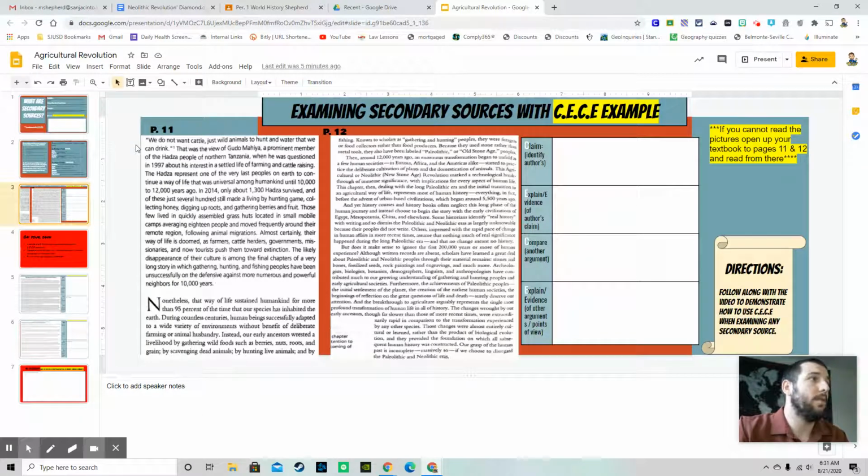This starts with the long quote. "We do not want cattle, just wild animals to hunt and water that we can drink." That was the view of Gudu Miha, a prominent member of the Hadza people of northern Tanzania, when he was questioned in 1997 about his interest in a settled life of farming and cattle raising. The Hadza represent one of the very last peoples on earth to continue a way of life that was universal among humankind until 10,000 to 12,000 years ago.